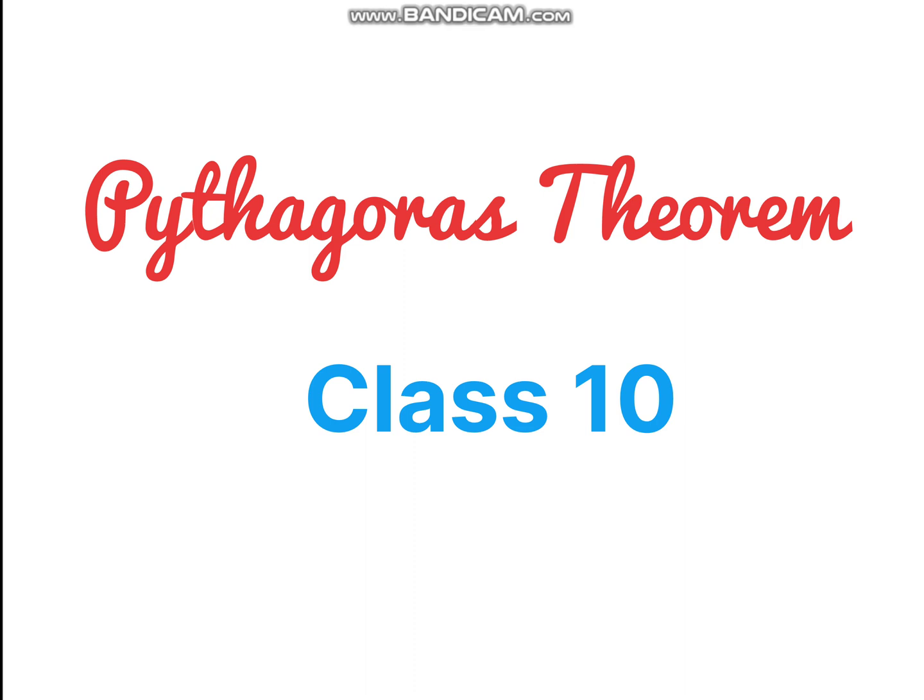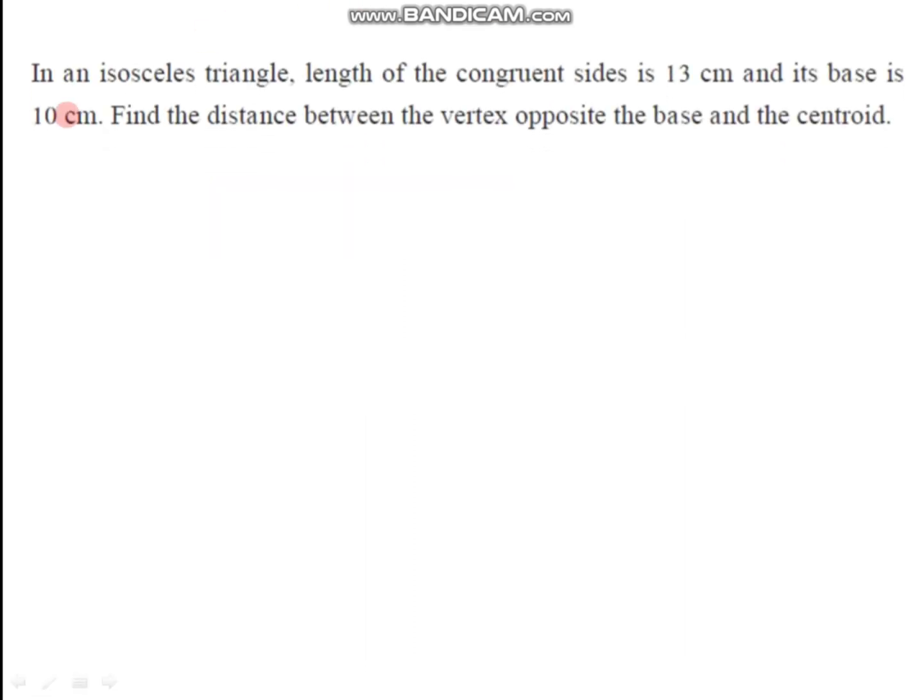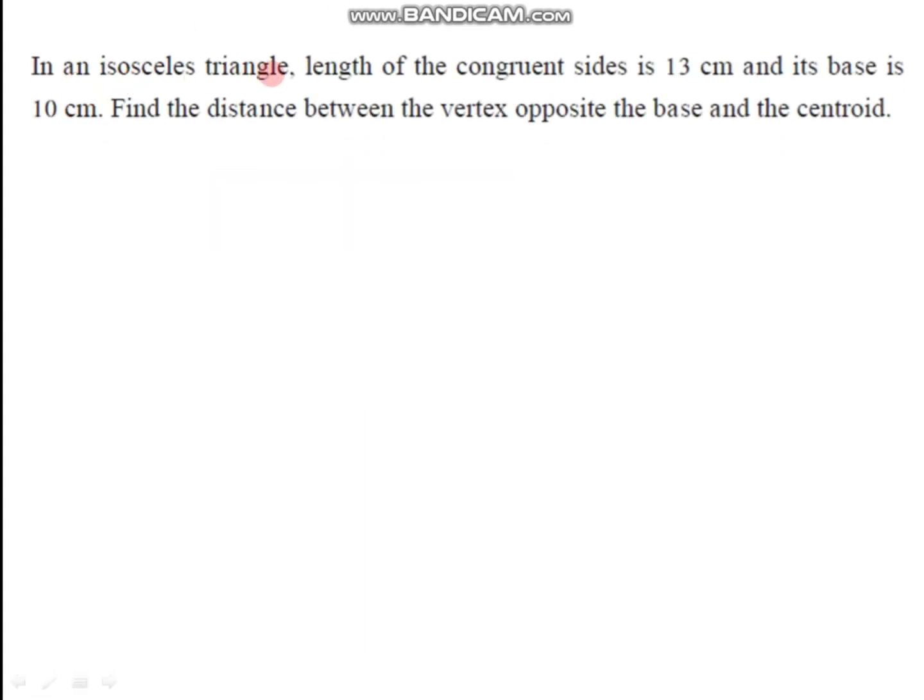Hello students, let us solve one HOTS question based on the topic Pythagoras theorem from class 10th. The question is: in an isosceles triangle, the length of the congruent sides is 13 centimeter and its base is 10 centimeter. Find the distance between the vertex opposite to the base and the centroid.